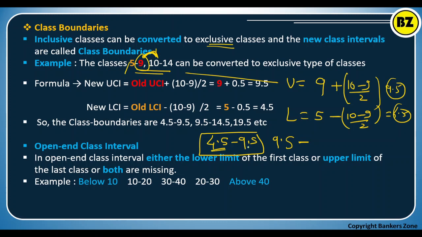So 4.5 to 9.5, the difference is what? 5. Okay, so we can add here 5. So 9.5 plus 5 will be 14.5. So next, exclusive type, so repeat again, 14.5. Next is 5, so it will be 19.5. So this is the second interval, this is the third interval.